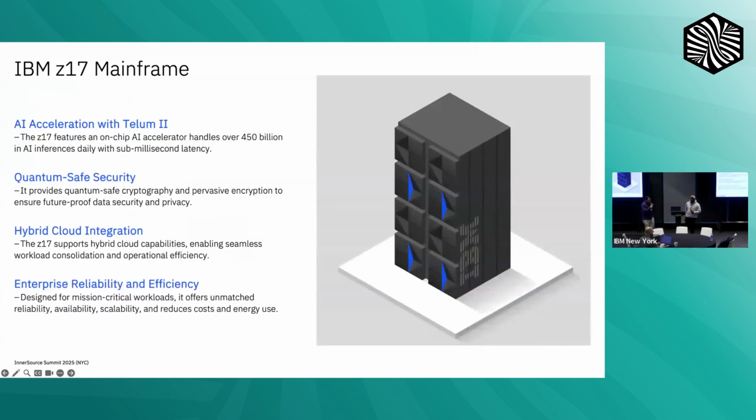So like I said, Z is a monolithic mainframe, right? The classic mainframe that you think about. It was first GA'd in 1964, and our latest incarnation is the Z17. As you can see here, we continuously add different features to it. You can see we've added different accelerators in terms of AI. We have quantum safe security. We integrate with hybrid cloud solutions, and we talk about having enterprise grade reliability.